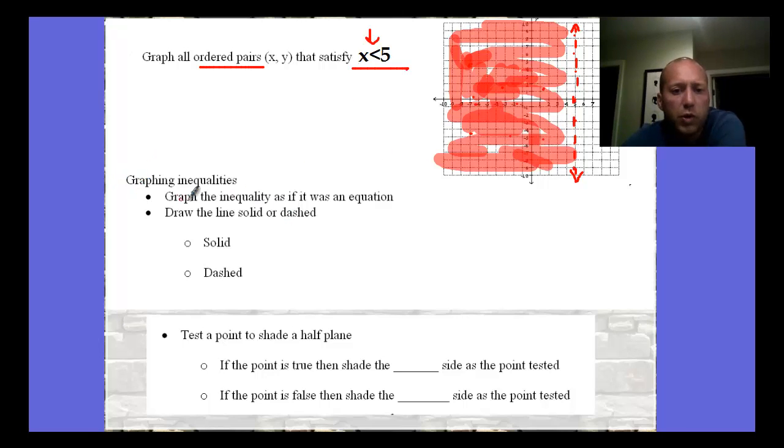So, graphing inequalities, these are the steps. You first want to graph the inequality as if it was an equation. So this vertical line here is like the x equals 5 line. Then you draw the line solid or dashed. It's solid if it's a less than or equal to, or a greater than or equal to sign. Dashed if it's less than or greater than. And then you want to test a point to shade a half plane. If the point is true, then you shade the same side. If the point is false, then you shade the opposite.